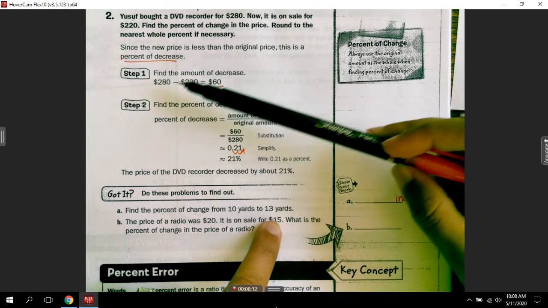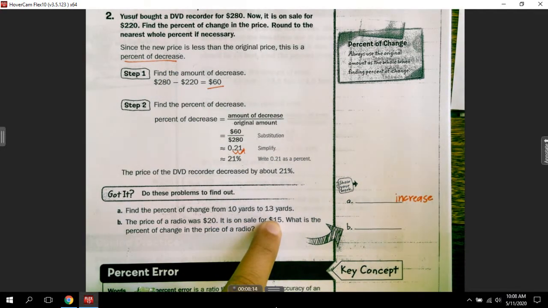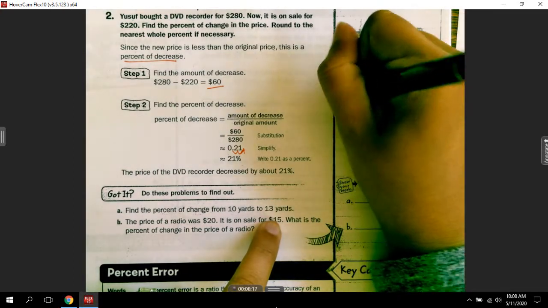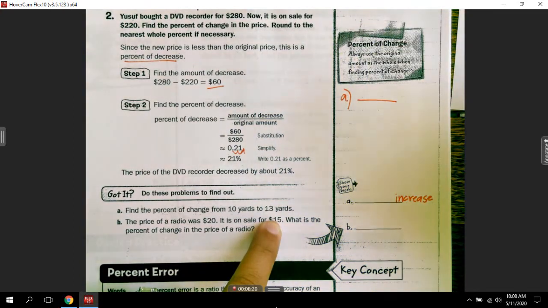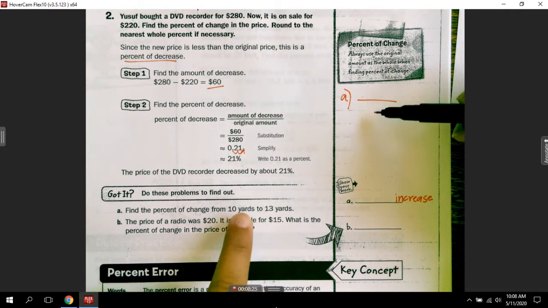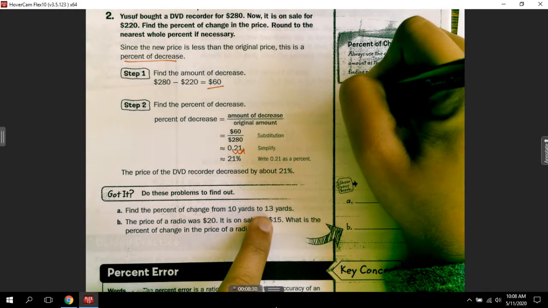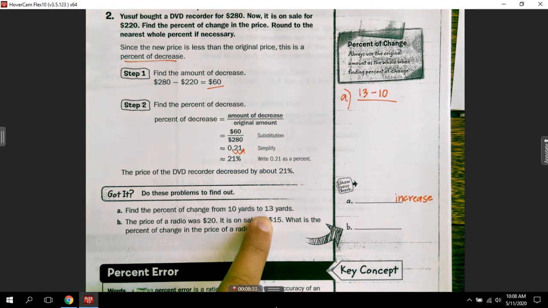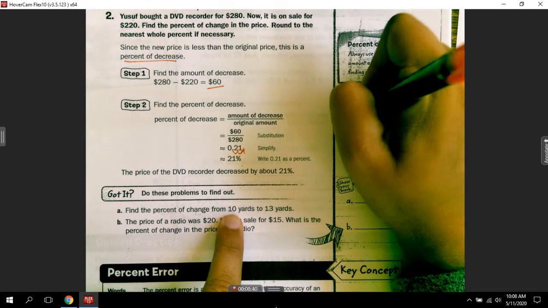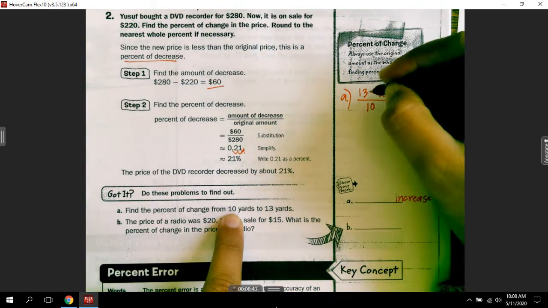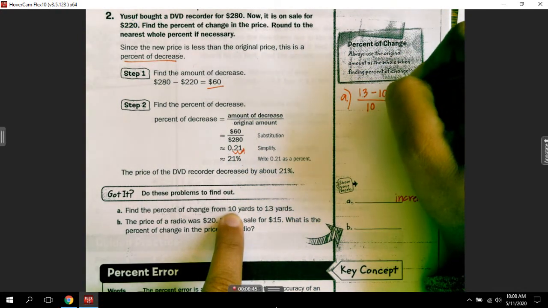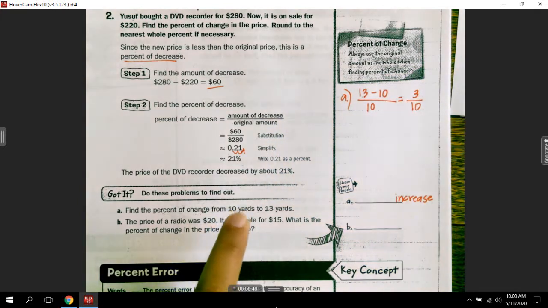So they kind of do step 1, step 2. You can totally do this all in one step, and this is how I always do it. I know that I'm going to take the amount of change and I'm dividing it by the original amount. So I'm figuring out how much did this change. So I'm going to do 13 minus 10. And then what was the original number that they gave me? We were going from 10 to 13. So that first number, that original number is 10. And you're always dividing by the original. So 13 minus 10 is 3. So then 3 divided by 10.